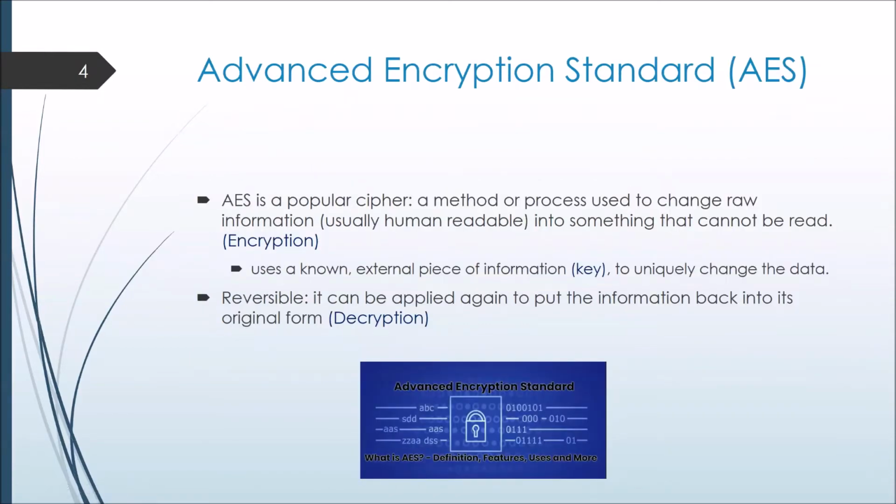AES is a popular cipher, a method or process used to change raw information, usually human readable, into something that cannot be read. That's called encryption. It uses a known external piece of information, a key, to uniquely change the data. It is also reversible. It means it can be applied again to put the information back into its original form. That's called decryption.